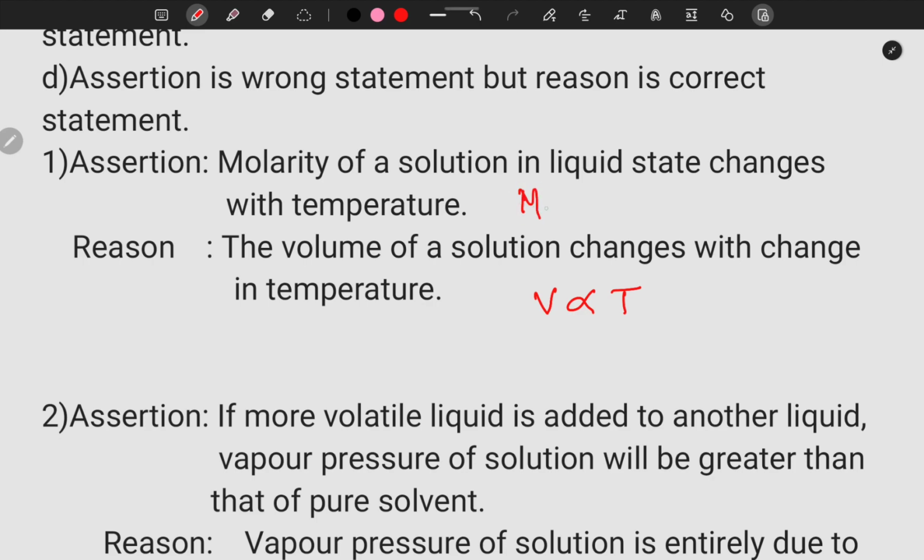And molarity means number of moles of the solute divided by volume of the solution in liters. So as volume increases, molarity decreases, because molarity and volume are in inverse proportion. So our assertion and reason, both the statements are correct, and reason is the correct explanation of assertion. So our option is option A.